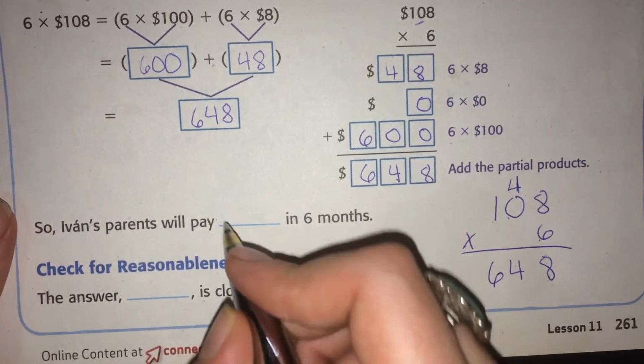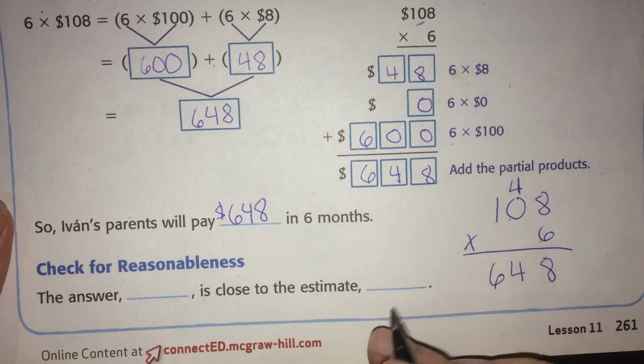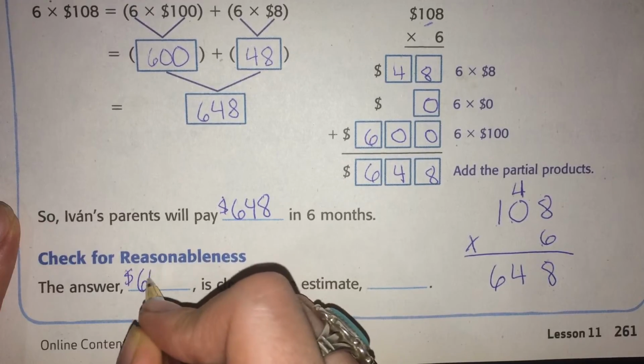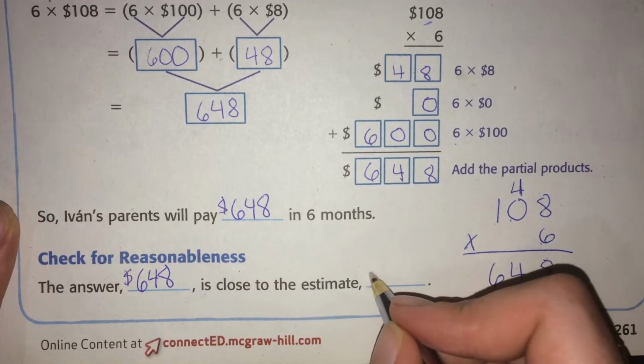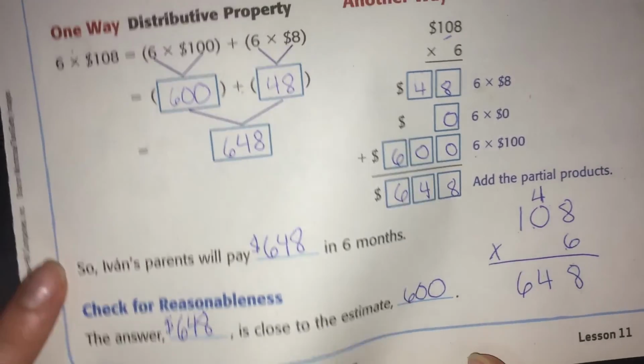So Ivan's parents will pay $648 in 6 months. The answer, $648, is close to the estimate of 600. Okay. All right, let's flip it over.